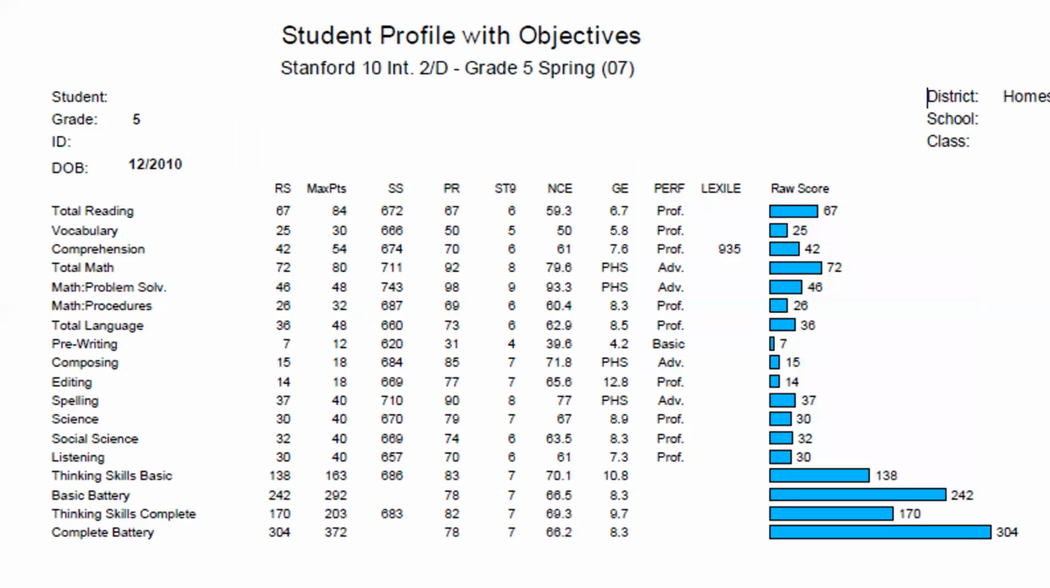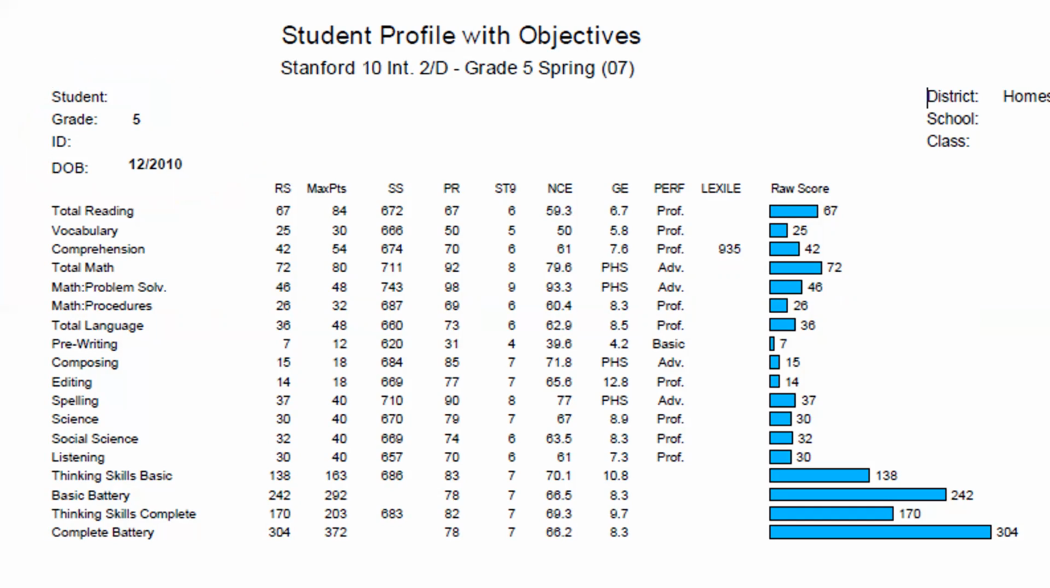When you test the Stanford-10 at-home paper and pencil test, you will receive your 3-page student profile with objectives. Pictured here is the top half of the results page 1. This video will go over each section of the results page for you. At the top of the page, you will see your student's name, grade, date of birth, and Homeschool Testing Services ID number.